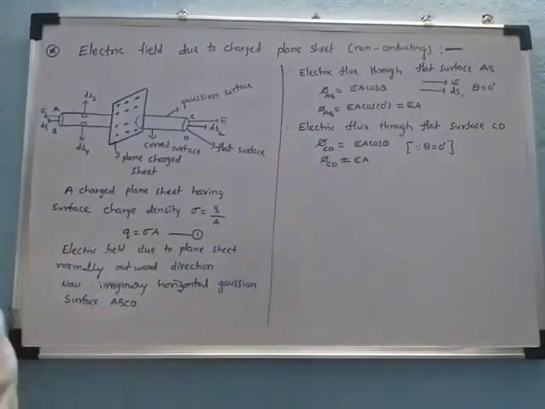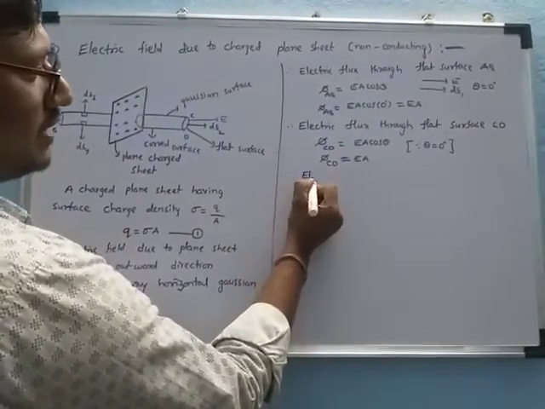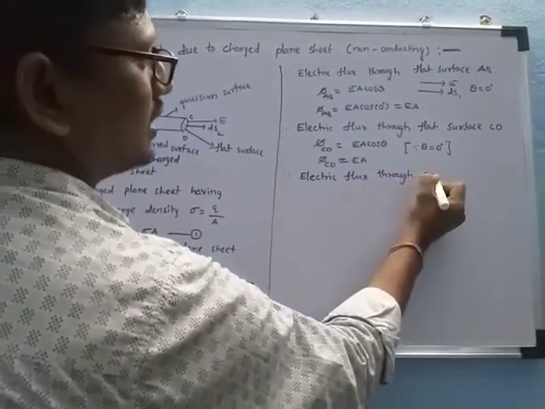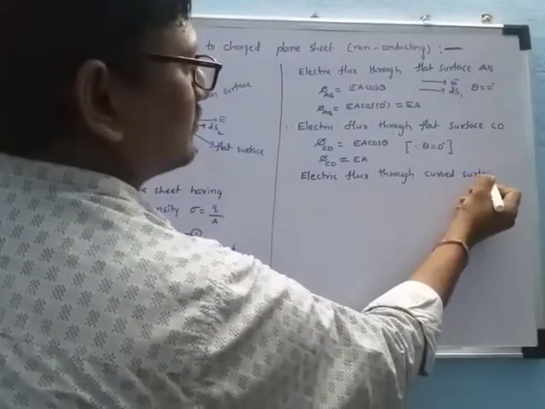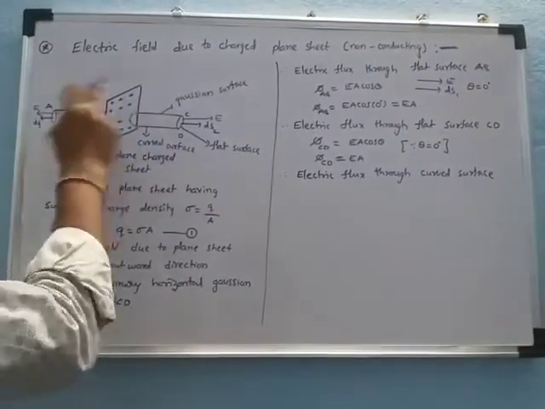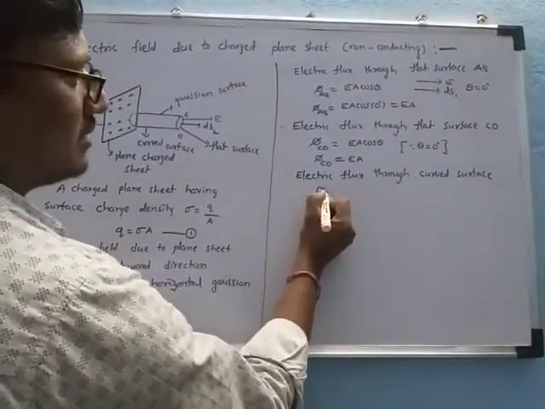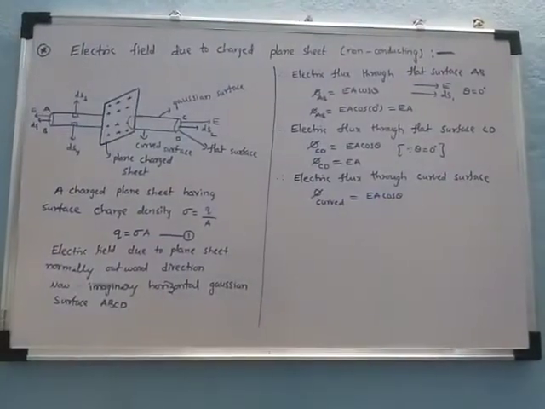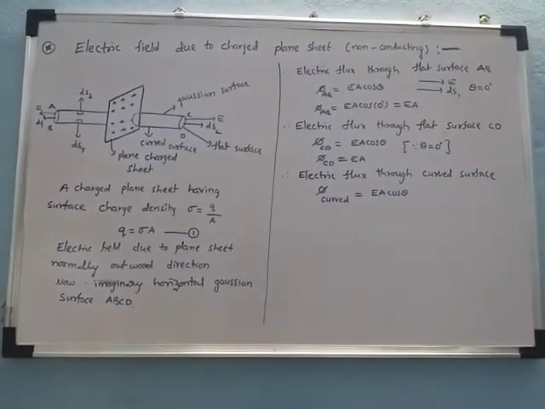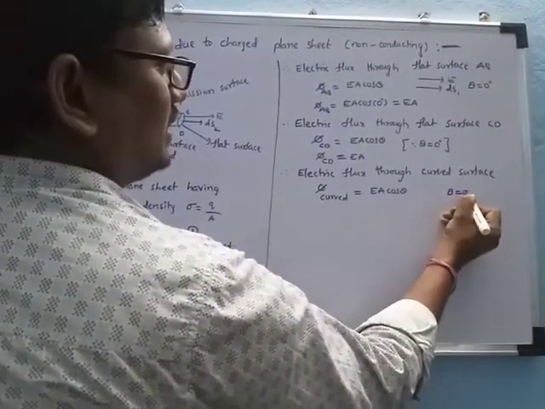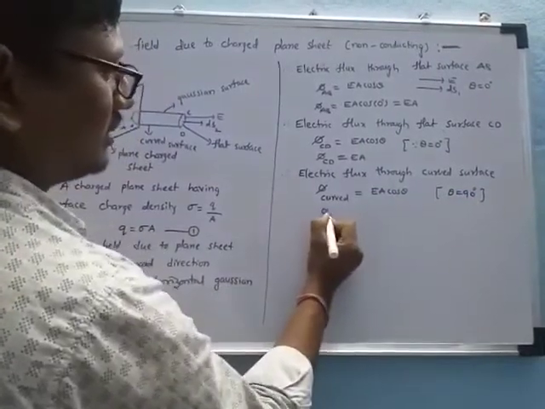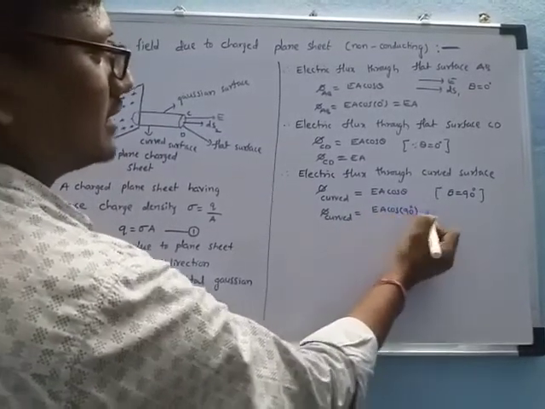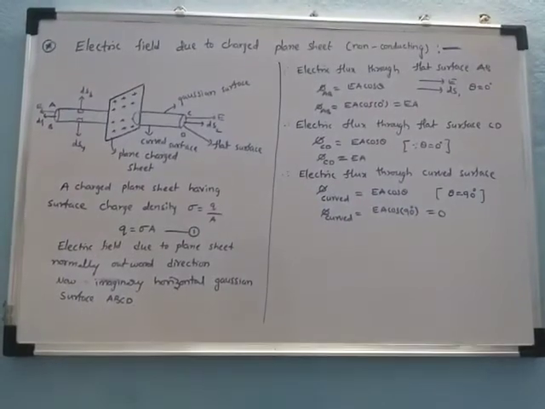Next, we find the electric flux through the curved surface, that is AC and BD. The flux of the curved surface is equal to EA cos theta. But here the area vector and the electric field are perpendicular, so theta is 90 degrees. Phi curved is equal to EA cos 90 degrees. Cos 90 is 0, so the total is 0.